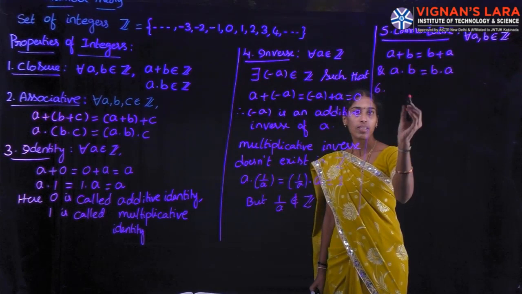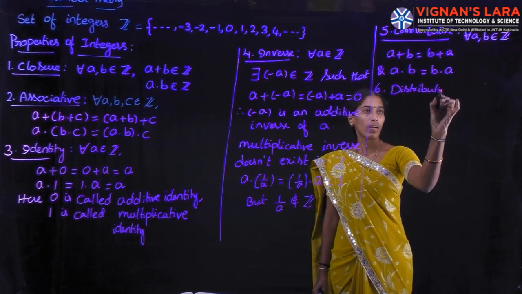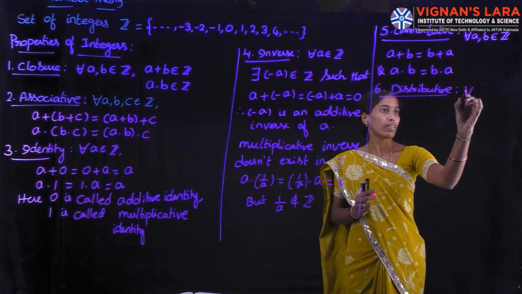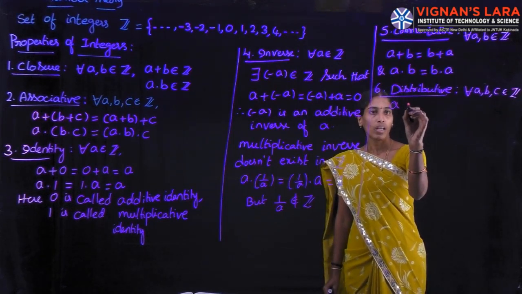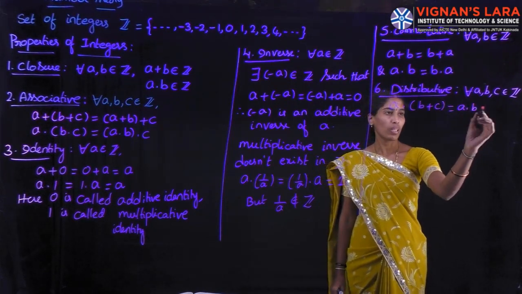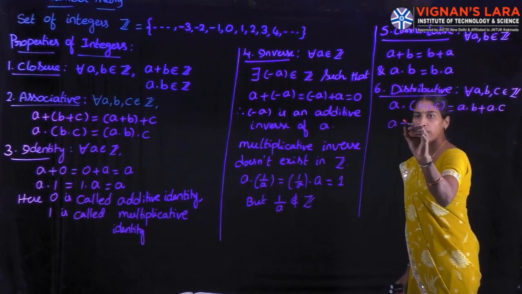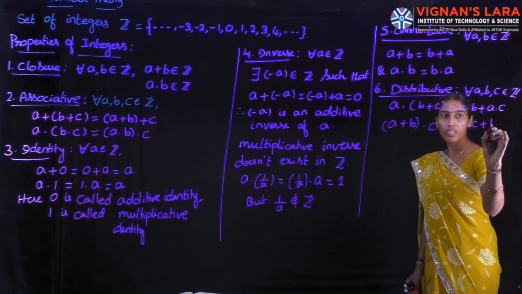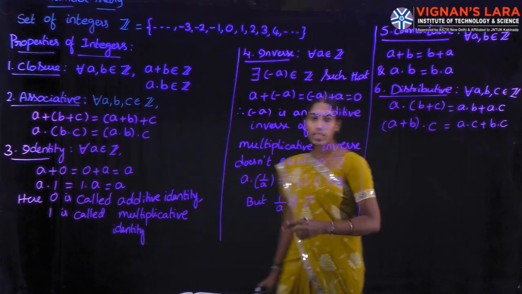The sixth one is distributive. You know that whenever we apply the distributive property, we need two different operations and three elements. For any a, b, c belongs to set Z, a into (b plus c) is equal to a into b plus a into c. The other one is (a plus b) into c is equal to a into c plus b into c.